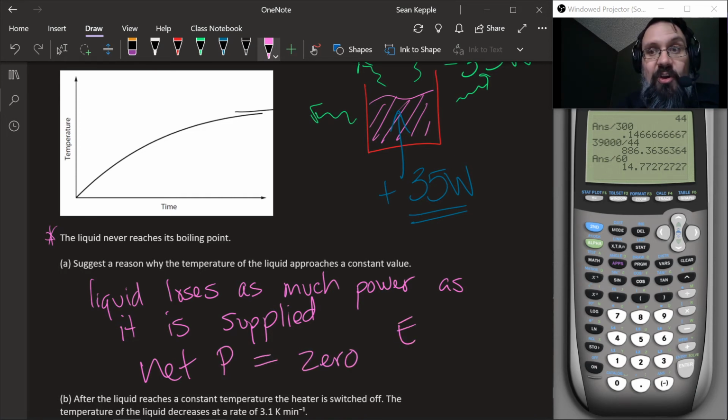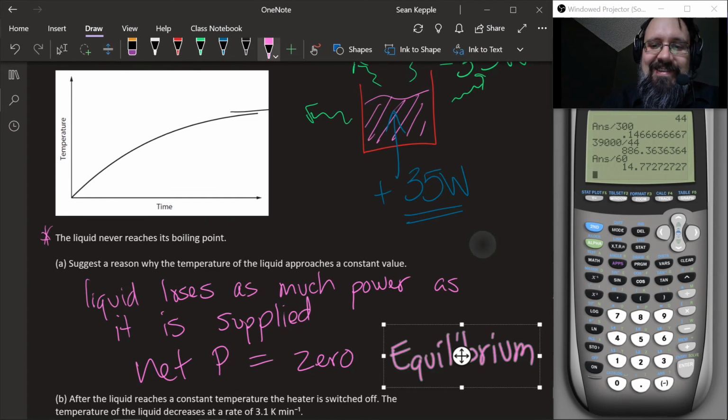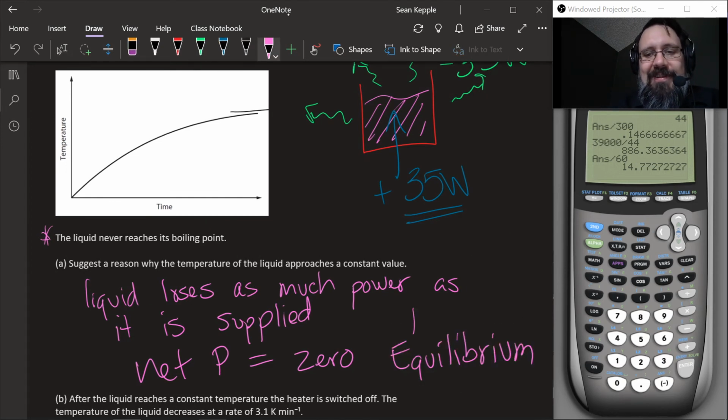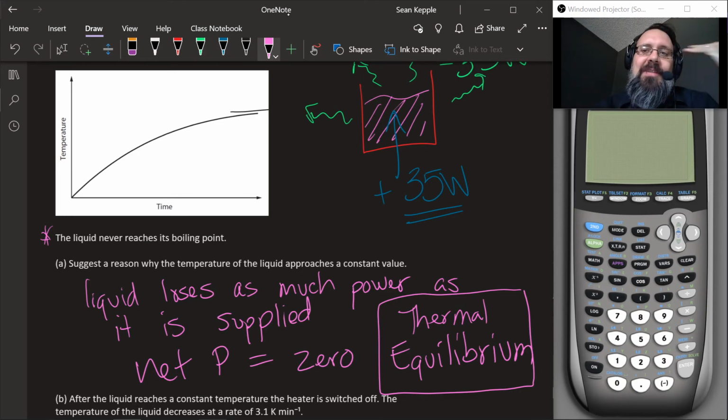So you could call this thermal equilibrium. I don't have space to write it, so let me move this down. Thermal equilibrium is where the temperature is constant. Thermal equilibrium implies that the object is gaining as much energy as it's losing, or the rate that it's gaining energy is equal to the rate that it's losing energy. The power input is equal to the power output, and so the temperature stays constant.